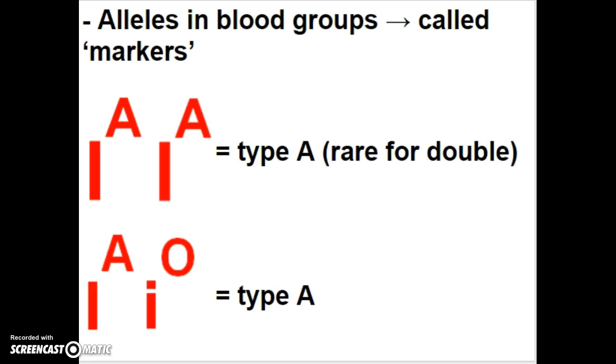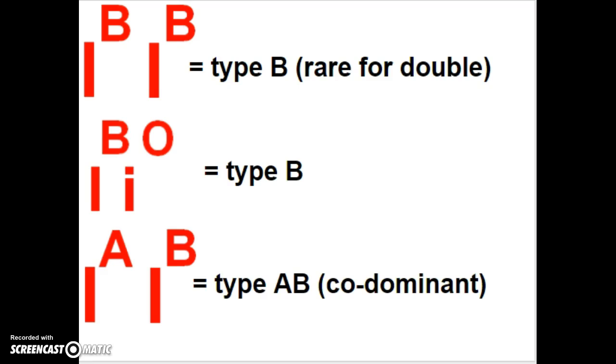Type A blood, rare for double, but you could have capital I A, capital I A. And then most type A folks have one A allele and then one O allele. And because O is recessive, we use that with the lowercase i. Same for B's. You can have a double B blood type. More often than not, you would have a regular B blood type. AB is codominant, so when you have both little proteins stuck on the outside of your red blood cell, then you will be type AB, as well as having the phenotype and genotype being the same.